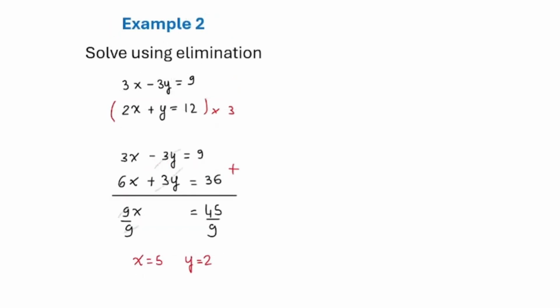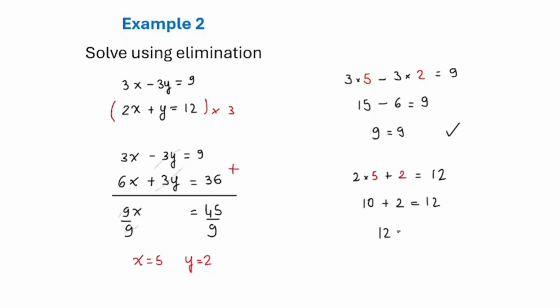Let's check if the solution is correct by substituting x is equal to 5 and y is equal to 2 into both equations. From the first one, 3 times 5 minus 3 times 2 is equal to 9. 15 minus 6 is 9. So the first equation works. From the second one, 2 times 5 plus 2 is equal to 12. 10 plus 2 is 12. So the second equation works as well. That means the solution is correct.